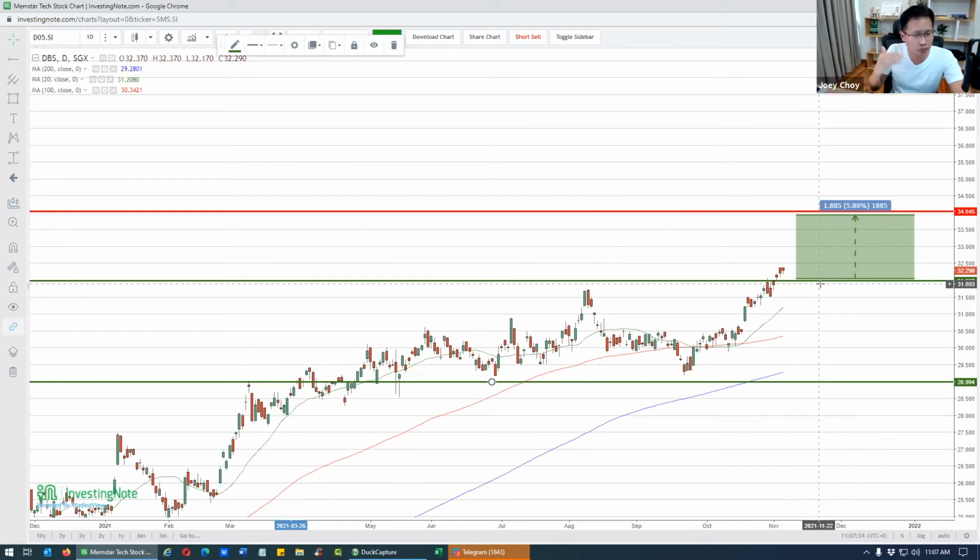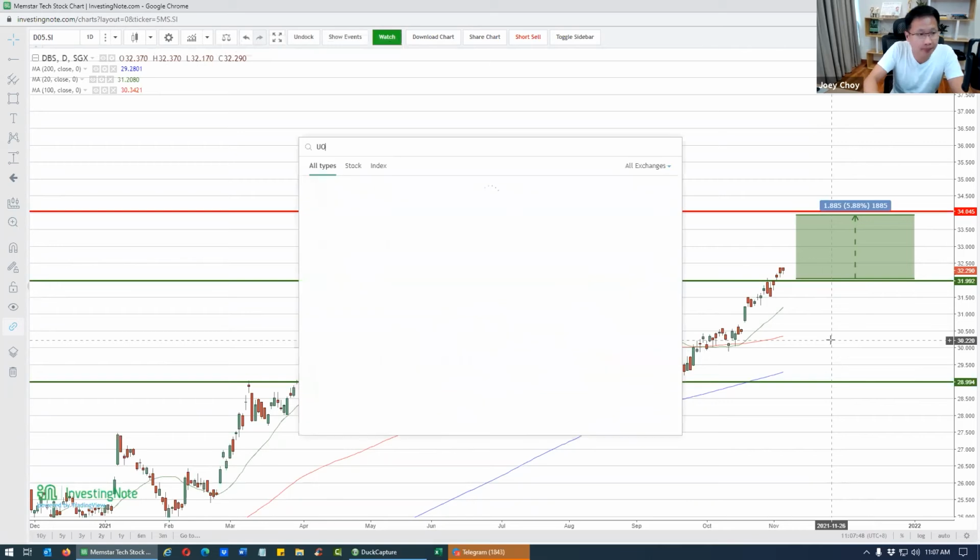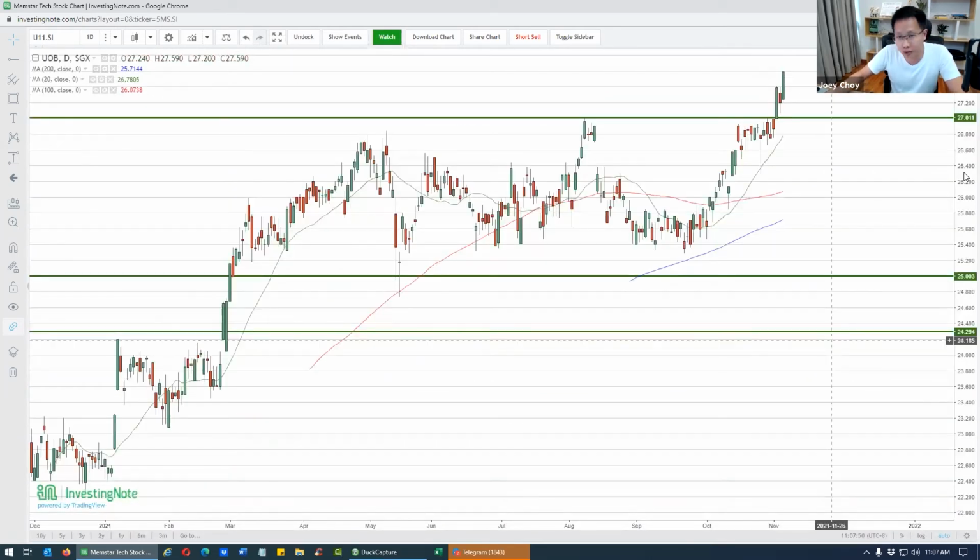So this DBS, one of those banks in Singapore that I like as well, has a very, very strong uptrend. It was consolidating, and over the past 1-2 weeks, we started to see some good bullish action coming back. All right, DBS. So let's move on to the other bank, which is UOB. I want to share UOB as well.